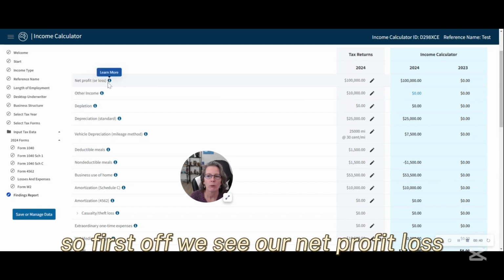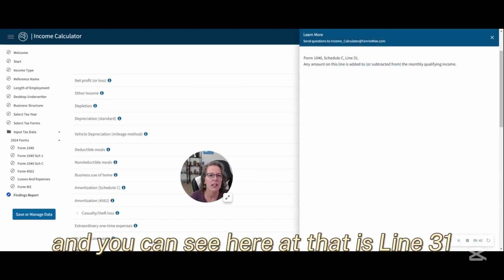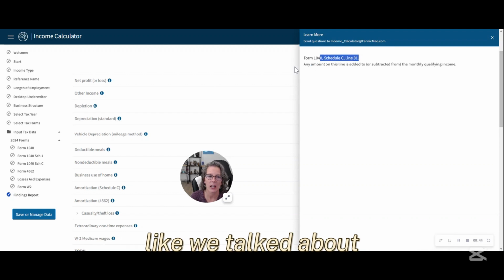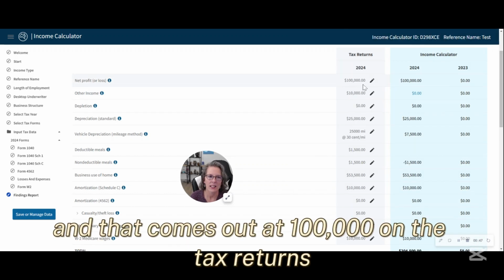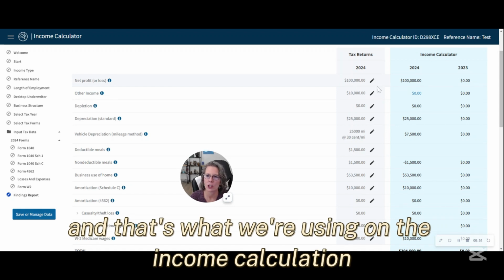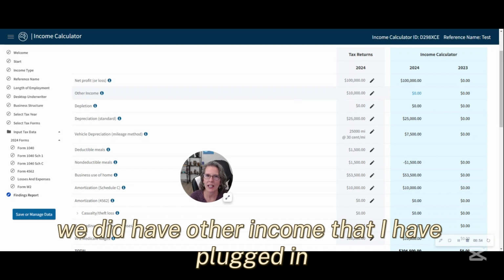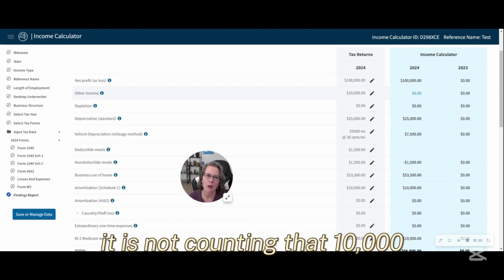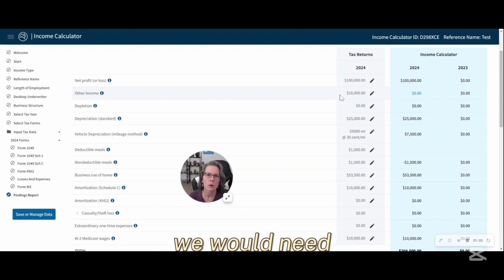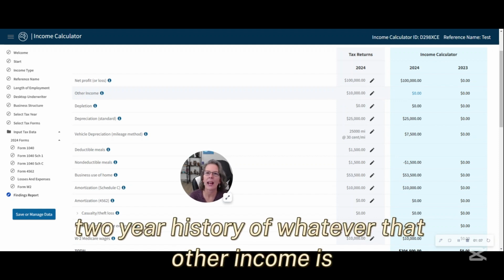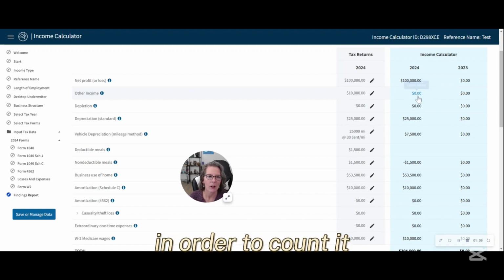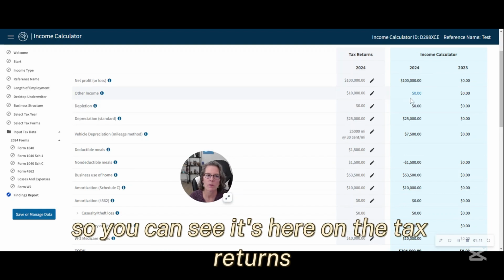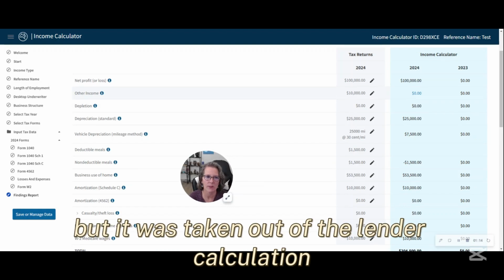So first off, we see our net profit and loss, and you can see here that is line 31 like we talked about, and that comes out at $100,000 on the tax returns. And that's what we're using on the income calculation. We did have other income that I had plugged in of $10,000, but because I only have 1 year of taxes and not two, it is not counting that $10,000. We would need 2-year history of whatever that other income is in order to count it. So you can see it's here on the tax returns, but it was taken out of the lender calculation.